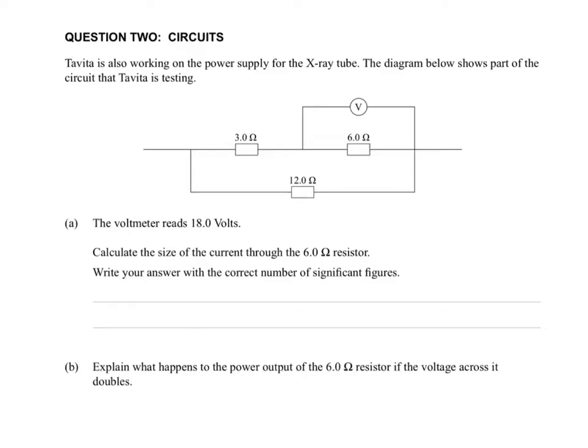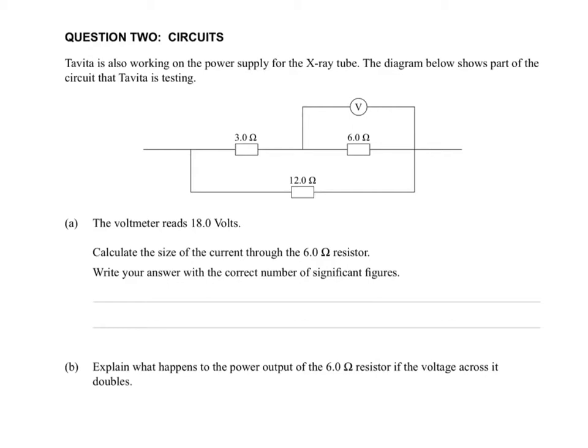Question 2. In circuits, DeVita is also working on the power supply for the X-ray tube. The diagram below shows part of the circuit that DeVita is testing. The voltmeter reads 18 volts. There's 18 volts across the 6 ohm resistor. Calculate the size of the current through the 6 ohm resistor. Write your answer to the correct number of significant figures.